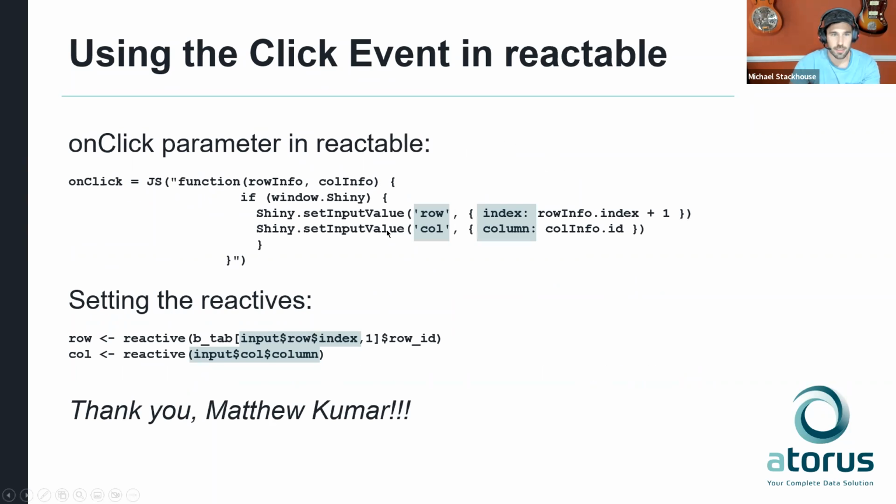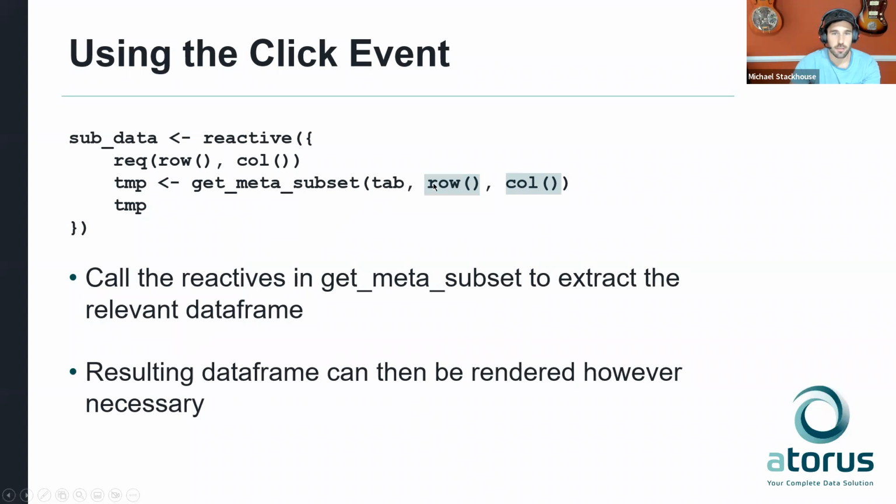We've taken that information that we've gotten from here. So everything that we just created in these reactive elements, and then we're going to call our reactives, grab it out, and then great. So get meta subset. That now has a data frame stored in temp, and we return temp from the reactive, and we're good. So you call the reactives and get meta subset to extract out the relevant data frame. And then the resulting data frame can then be rendered however necessary.